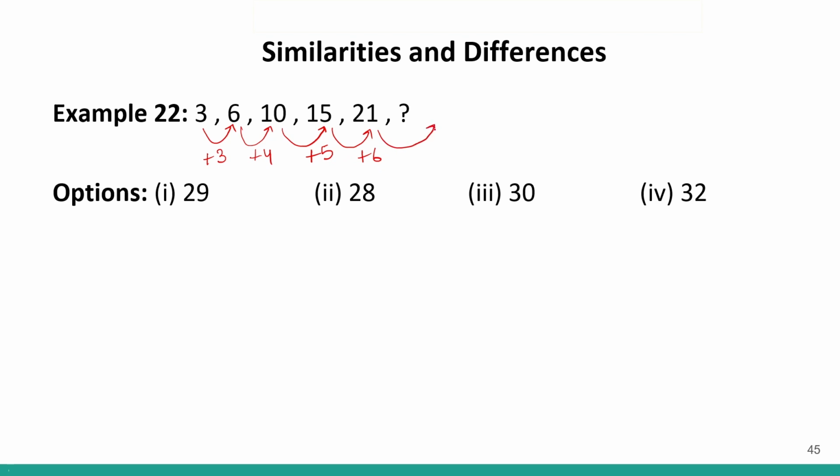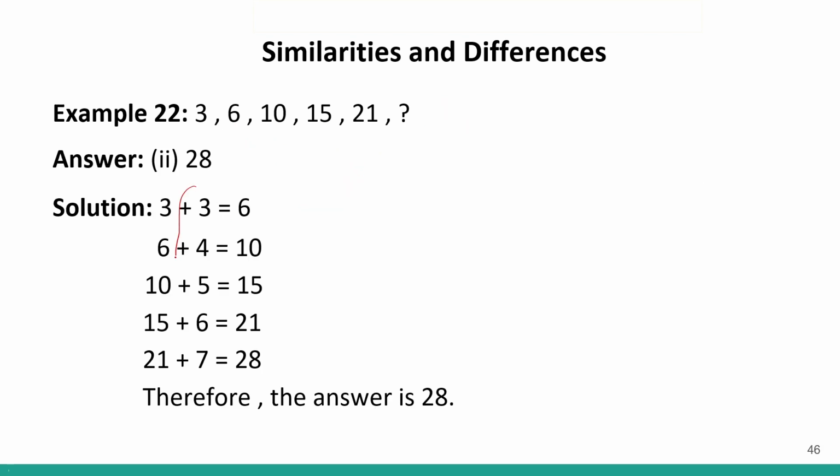So we have to go plus 7. So 21 plus 7 will give me 28. So my answer will be option number 2, 28. This is the logic that we are using. Clear?